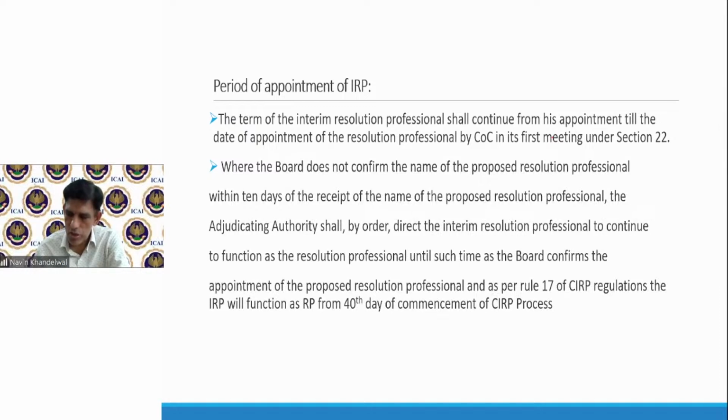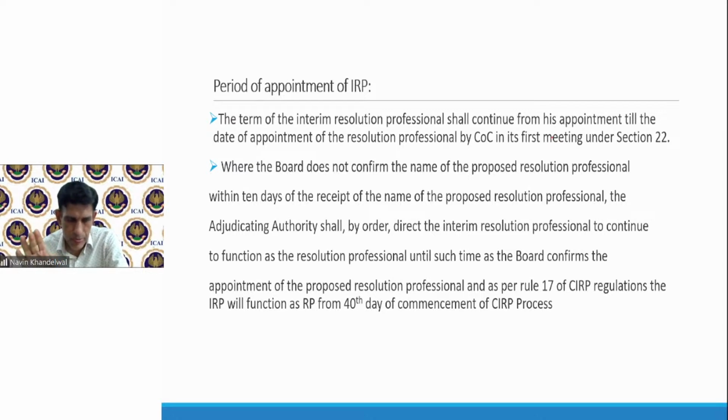Then, next question. First, who will appoint? Second, who is eligible to be appointed? Who is the appointing authority? NCLT. Who will be appointed? The name proposed. What is the eligibility criteria, which we have seen? The next and final question, the period of appointment of the IRP. So the IRP will be appointed till the first COC meeting. Till the first COC meeting.